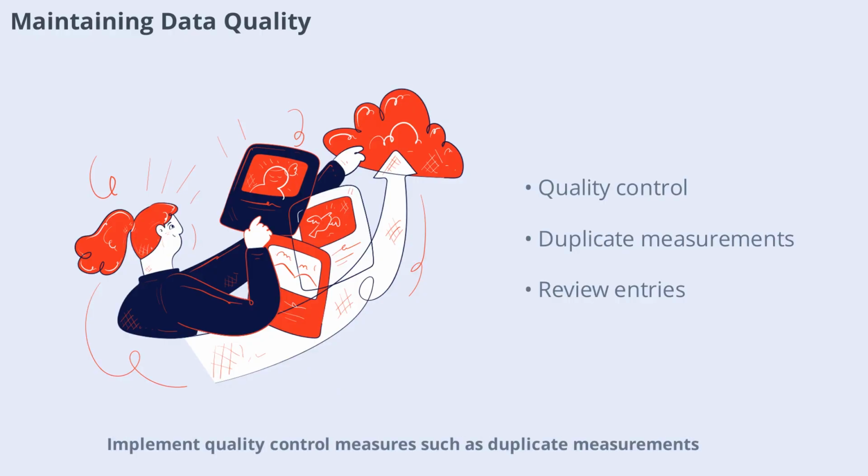Implement quality control measures such as duplicate measurements, calibration checks, and regular reviews of data entries. Address any inconsistencies or anomalies promptly. Maintaining data quality ensures that your results are trustworthy and reproducible.